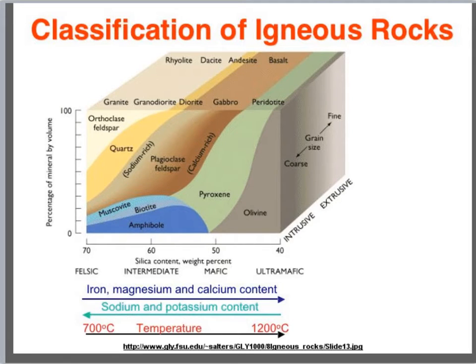So what we're going to do now is use Bowen's reaction series to actually classify igneous rocks. And I've got this picture here that shows the classification of igneous rocks, and it is based on Bowen's reaction series. If you look at the right side of this diagram here, basically we can really trace out Bowen's reaction series by just looking at this identification chart. The first thing that would crystallize out of a magma, according to Bowen's reaction series, is olivine.